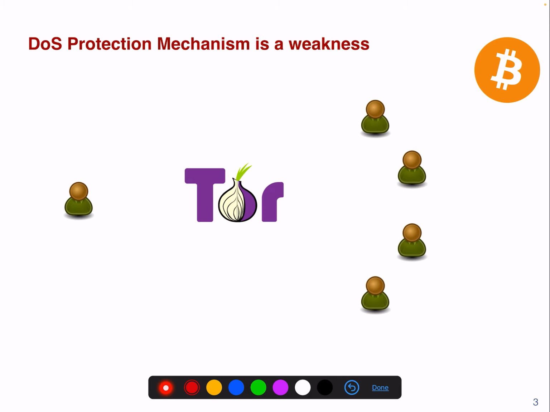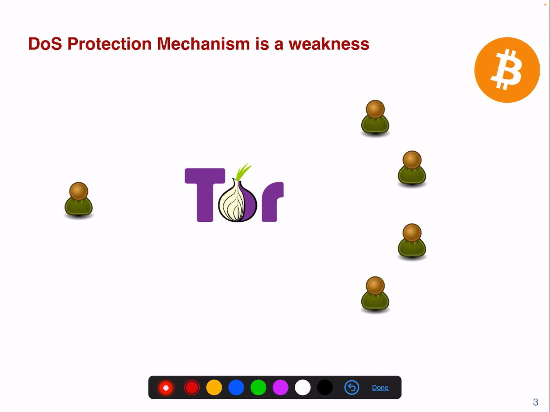So how can you exploit such a DOS protection mechanism? So think of this picture here that you see, pause the video for a minute and think of what could you do to exploit this mechanism. How can an adversary take advantage of the DOS protection mechanism?